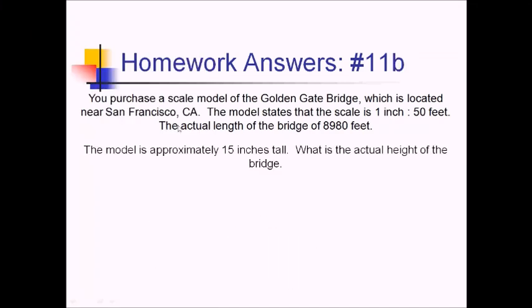For part B, we're told the model's approximately 15 inches tall. We want the actual height of the bridge. So we can set this up with another proportion. We have 15 inches over an unknown number of feet equaling 1 inch over 50 feet. So we'll cross multiply again. 50 times 15, that's going to be 750. And 1 times x is x. Oh, so hey, x equals 750 feet. Nice.